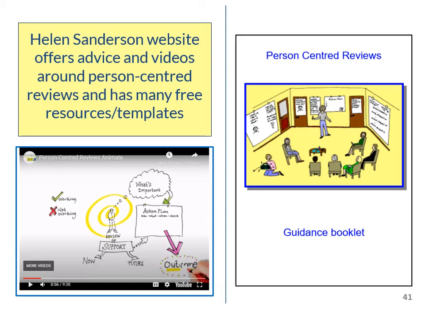Although the whole process of an annual review is laid out in law, the actual format of the review meeting can differ from setting to setting, but the SEND code is clear that it should follow the principles of a person-centred review with your child or young person at the heart. From our annual review webpage, you can link to the Helen Sanderson organisation and website, which has a lot of free person-centred resources, templates, videos and guides around person-centred reviews which you might find helpful. And you'll also be able to access this leaflet which you can see on the right, which goes through the principles of a person-centred review meeting.